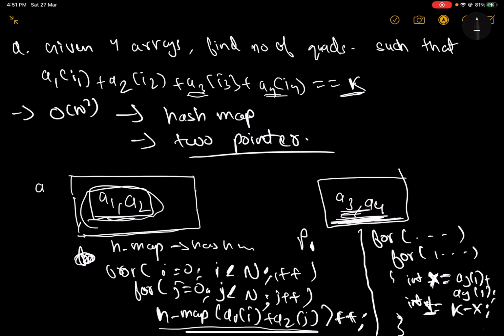The final answer, let's say answer equals 0, is the variable storing the final answer. It will be incremented by answer plus equals hash map of t, hmap t. So basically what I did was, for this target value, let's just retrace the entire solution.